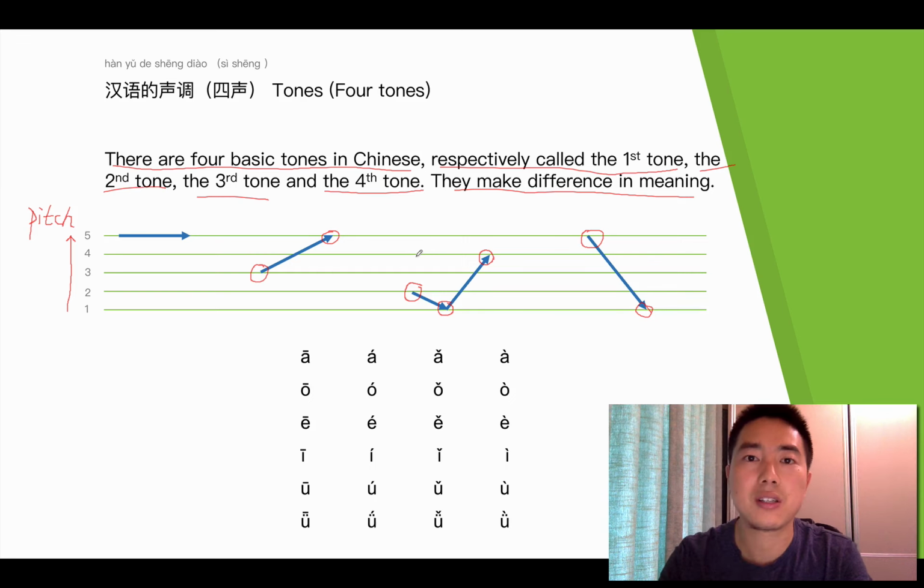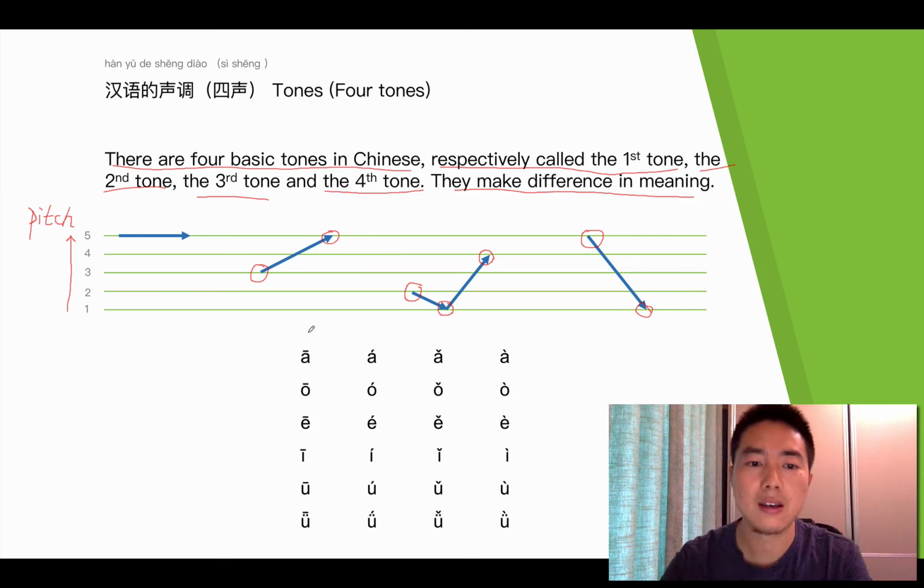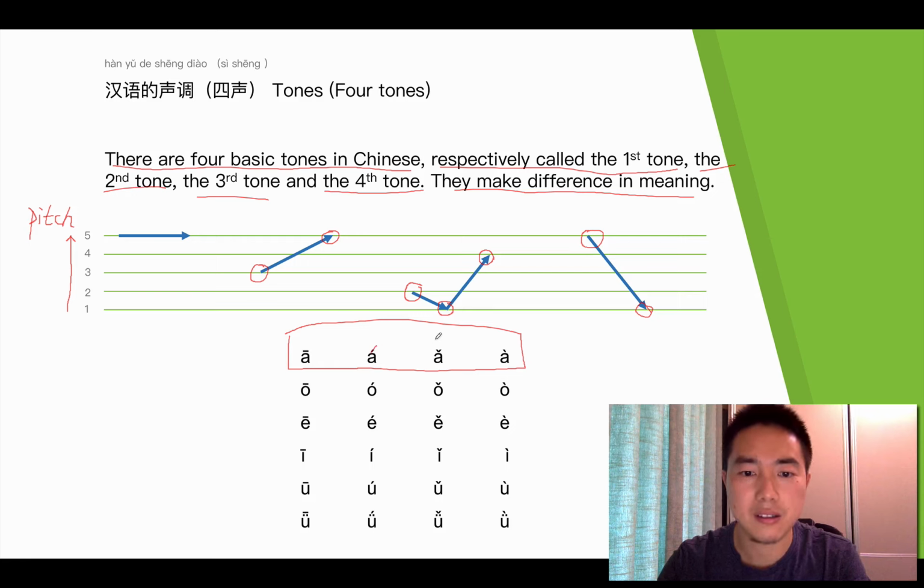Okay, so how do we write these tones? Firstly, all these tones can only be marked above the finals, only on the finals, not the initials. So here is an example of how we write this. The first tone is a short dash or a short line. Then the second tone goes up. The third tone is kind of like a check. The fourth tone goes down like this.